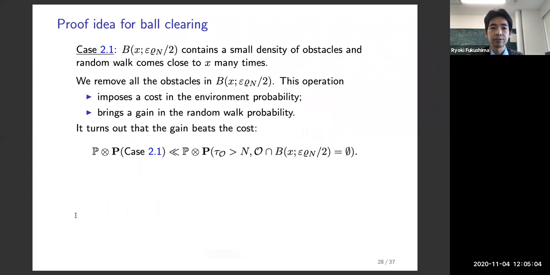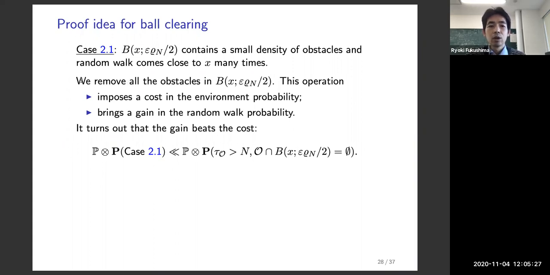So let's start with case 2.1. Just for reminder, case 2.1 is the following. The ball contains a small density of obstacles, but the random walk comes close to x many times. And then we are going to do some operation, like Bolthausen did, but it's a bit more complicated because we do it on product space.